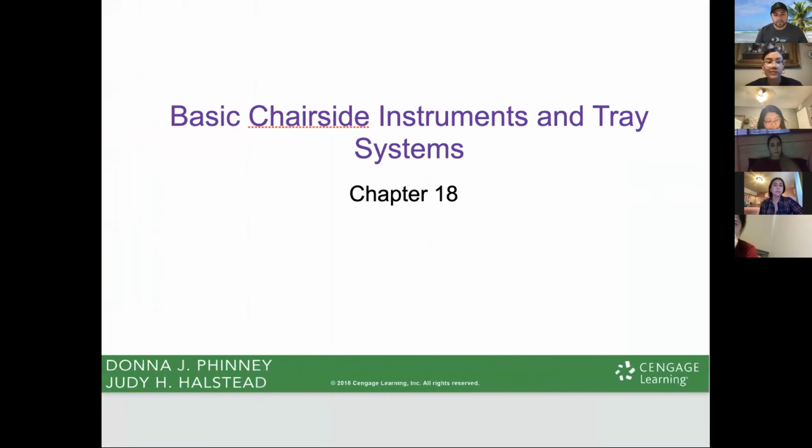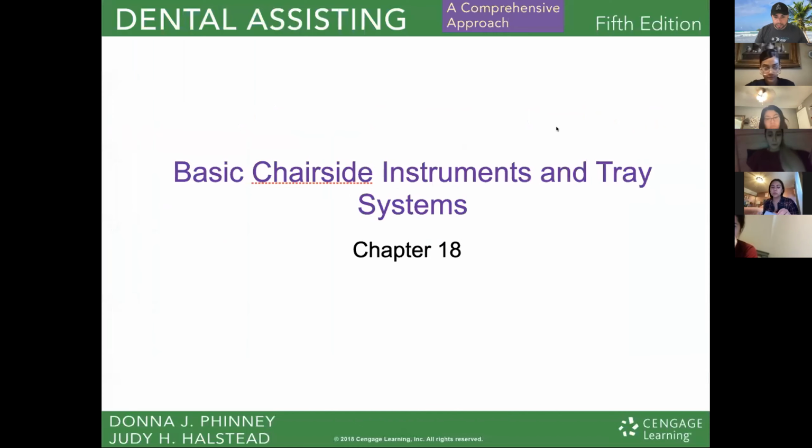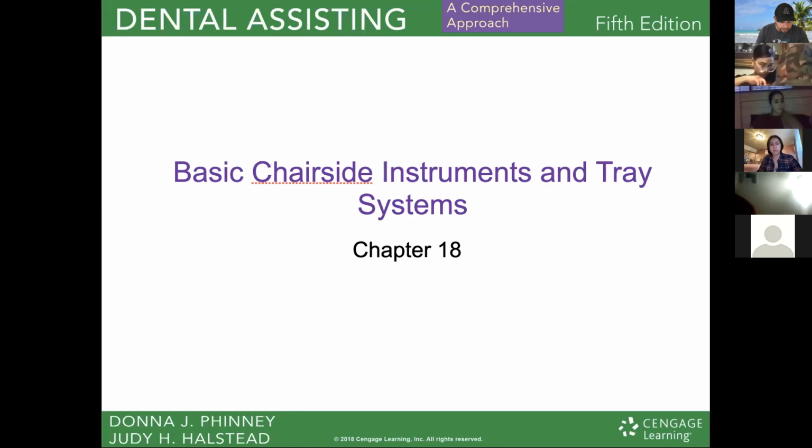Okay, so for today's discussion, we will be discussing chapter 18, and this is just some basic chairside instruments and tray systems. So this starts on page 380 of your textbook. Some of the things that we'll be talking about here is we'll be identifying some parts of the instruments, describing how instruments are used, identifying categories and functions of dental burs. Dental burs are the little drill bits that we use inside of the dental drills. We'll be describing the types and functions of abrasives, explaining the various handpieces and attachments, and describing the types of tray systems and color coding systems.